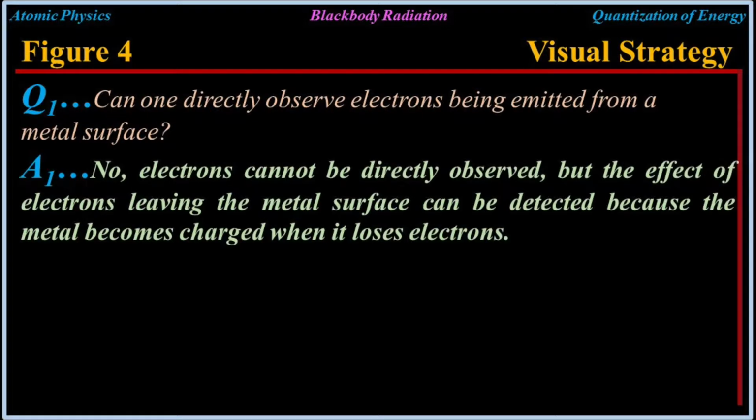No, electrons cannot be directly observed, but the effect of electrons leaving the metal surface can be detected because the metal becomes charged when it loses electrons. It becomes positively charged. Anything that becomes negatively charged or positively charged, it's because electrons are either leaving the surface of the object or they are going to the surface of the object.